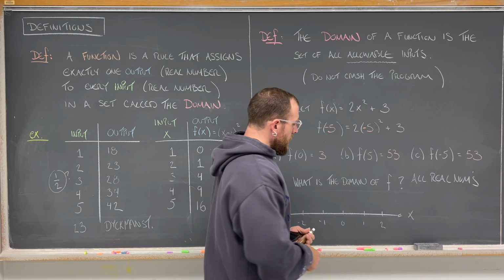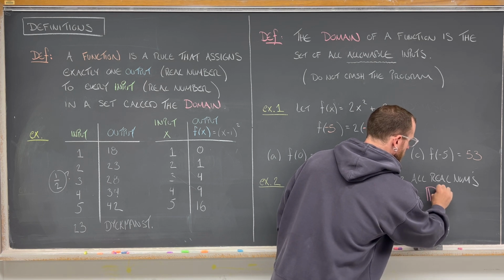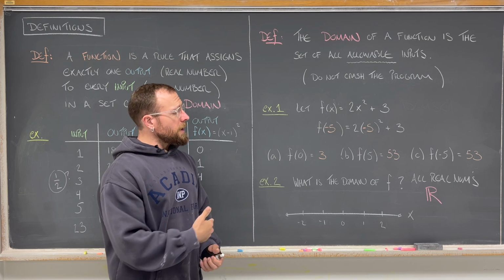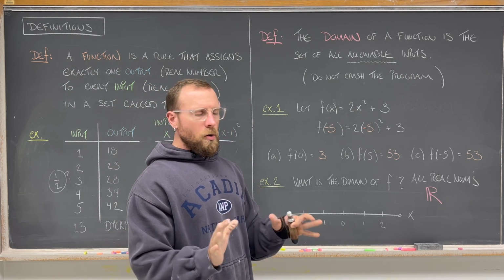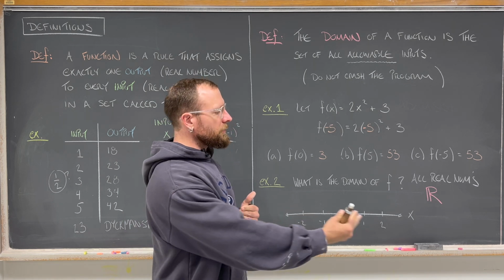All real numbers. And another way to write all real numbers is with this symbol, which is a capital R with 2 vertical lines on the left. That's a symbol that throughout all of mathematics always means the set of real numbers, all of the real numbers.